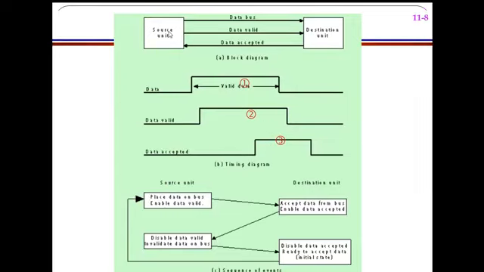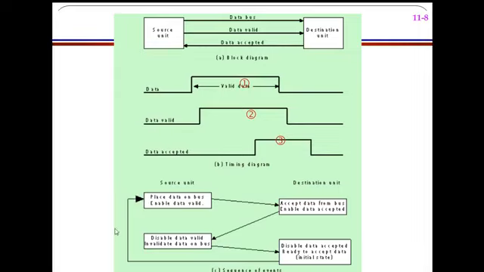What happens here? The source unit is there, destination unit is there, data bus is there, valid data is there, data accepted. So at the first step, you place the valid data on the bus. Whenever the valid data is there, you send it. Your destination will say that the data is accepted. It returns the reply that the data is accepted.